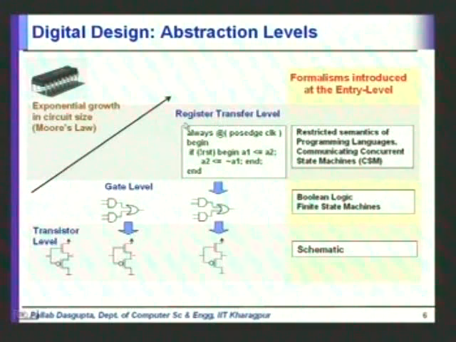So we said, let us do a design at the transistor level or register transfer level, where we have registers and you have the usual Boolean logic, right? So this is a typical code at the register transfer level. We are going to talk about this in more detail later on. So what is the formalism that we have there?